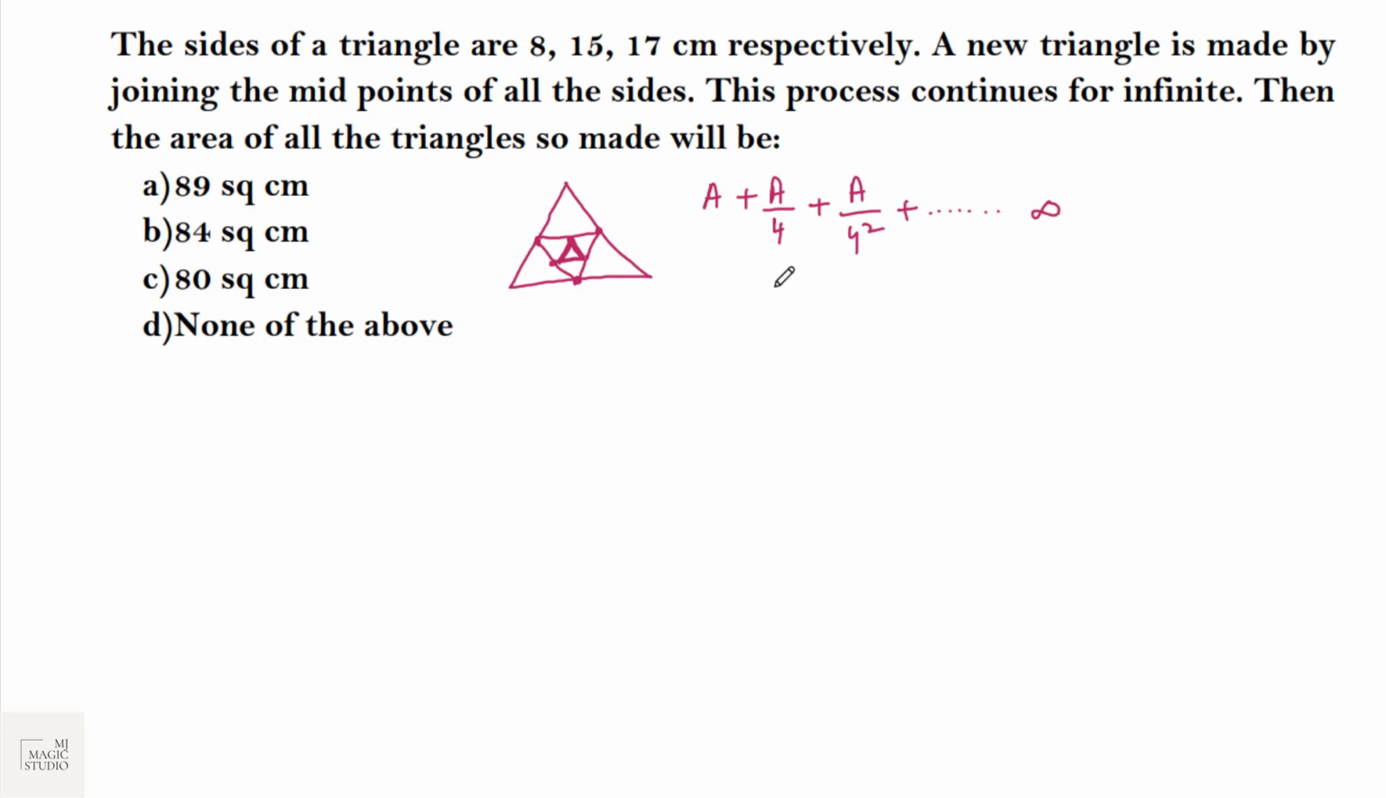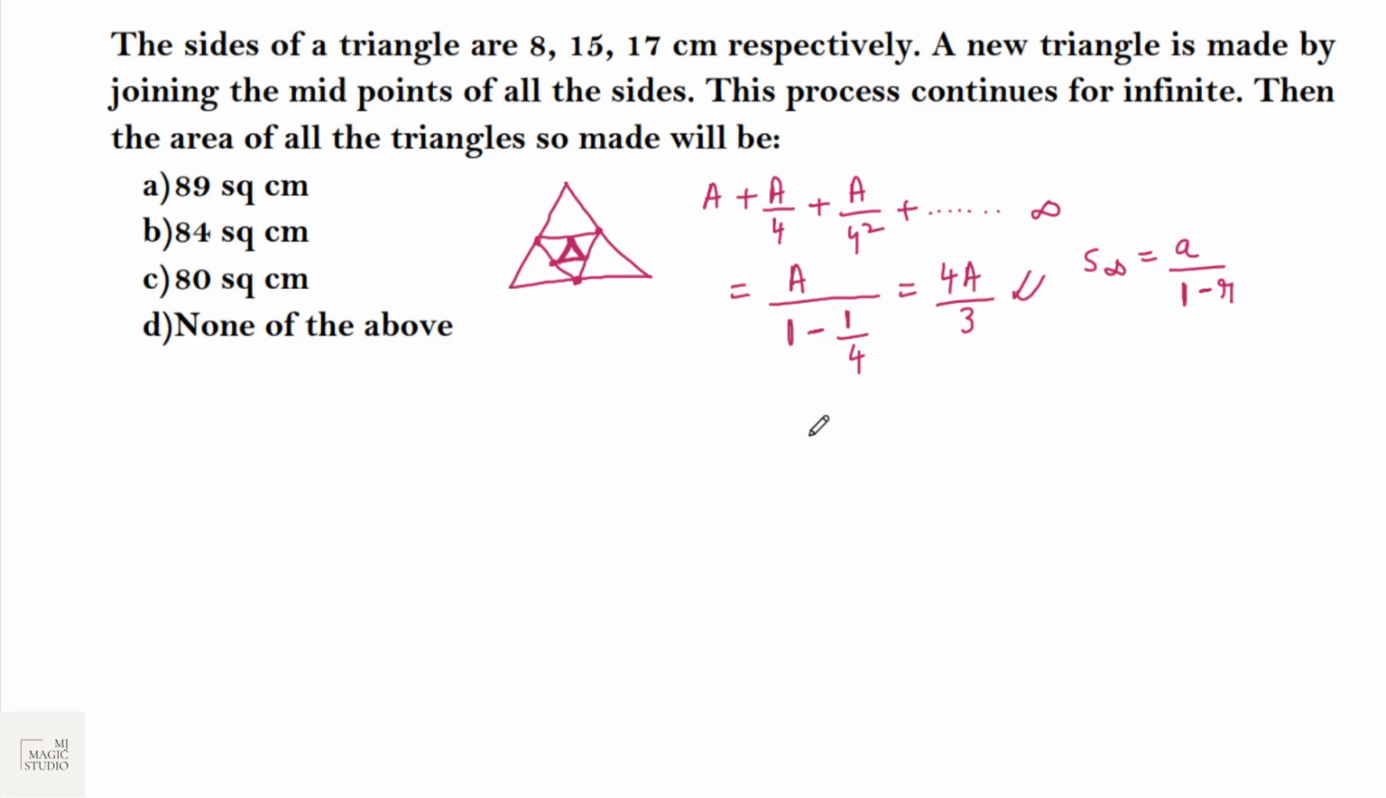If we look carefully, this becomes an infinite GP series. The infinite GP series summation is given by A upon 1 minus R, where mod R is less than 1. So here A, that means the first term, is capital A, and R is 1 by 4, since A by 4 divided by A is 1 by 4. So this will be 4A upon 4 minus 1, which is 3. That becomes a formula.